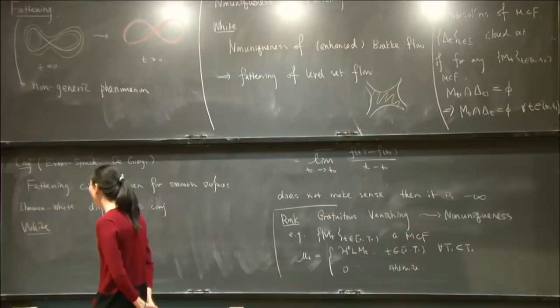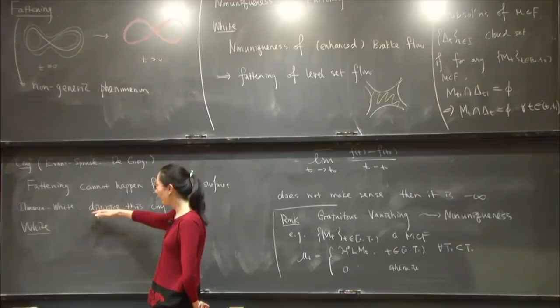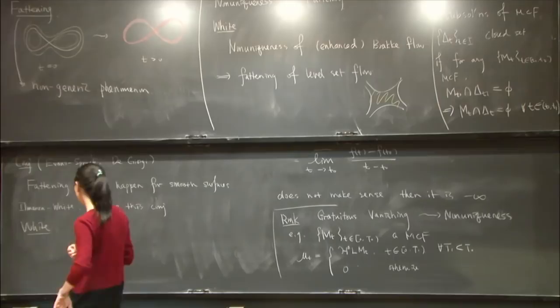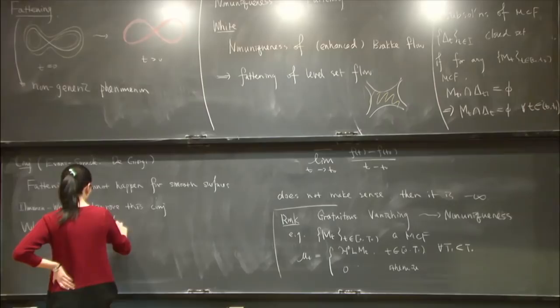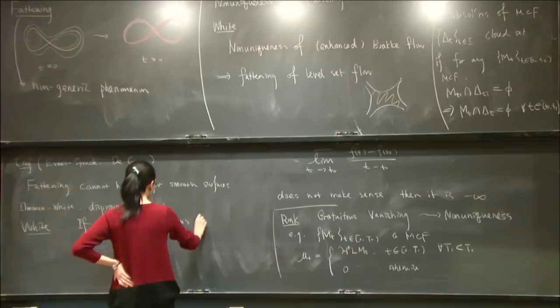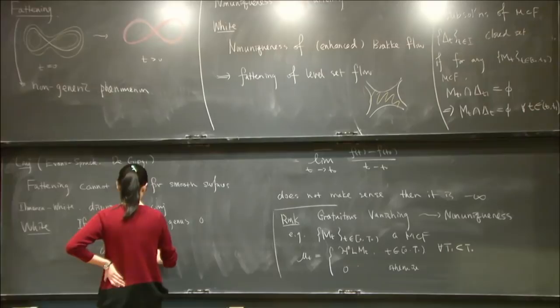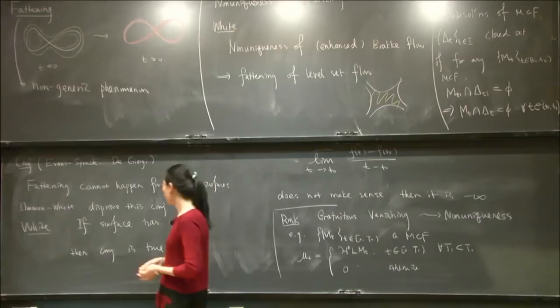On the other hand, White makes a conjecture. The counterexample they propose has high genus, so White conjectures that if the surface has genus zero, then the conjecture is true. Okay. So there's an important recent progress towards this conjecture.